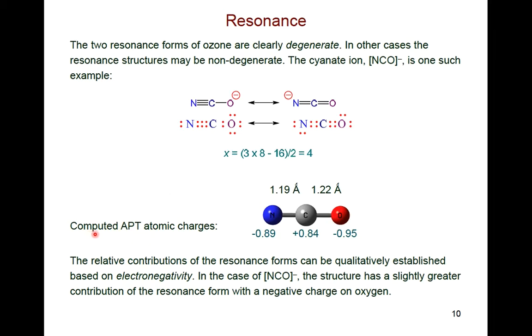And we've used computational chemistry to look at this. If we take the molecule, there's one and only one molecular ion that we're looking at here, and you calculate the charges, well, you get some negative charge on the nitrogen, some negative charge on the oxygen, and some positive charge on the carbon. Relative contributions of the resonance forms can be qualitatively established based on electronegativity. In this case, the structure has slightly greater contribution of the resonance form with a negative charge on oxygen. And how do I tell that? The negative charge on oxygen in this calculated structure is a little bit bigger. Okay, minus 0.95 versus minus 0.89.